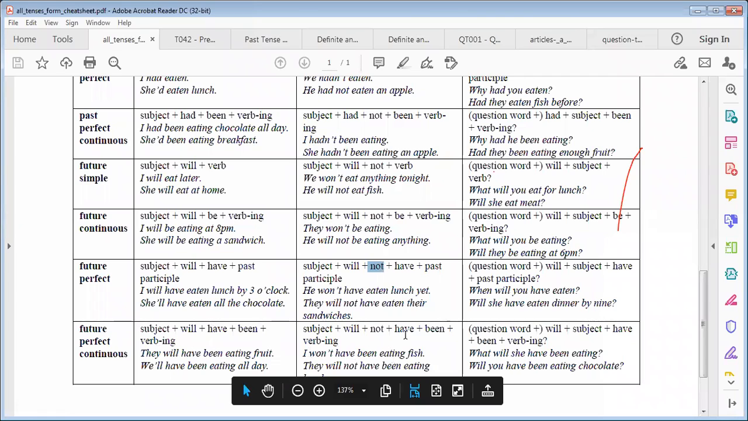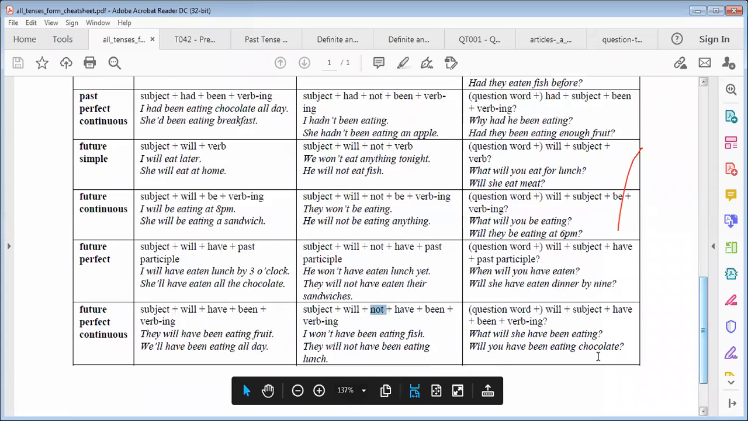Negative sentence, how will you form a negative sentence? Add not after will. I will not have been eating fish. They will not have been eating lunch.